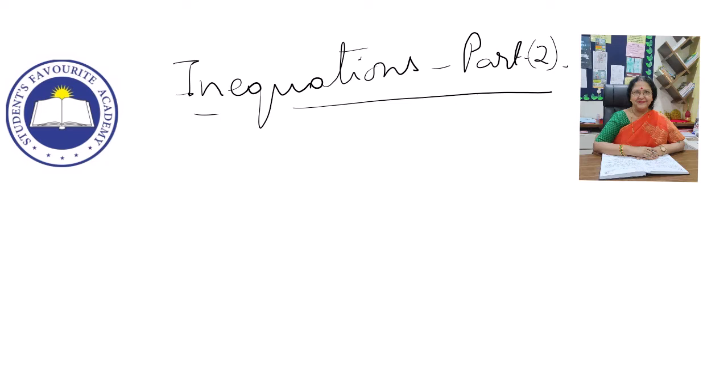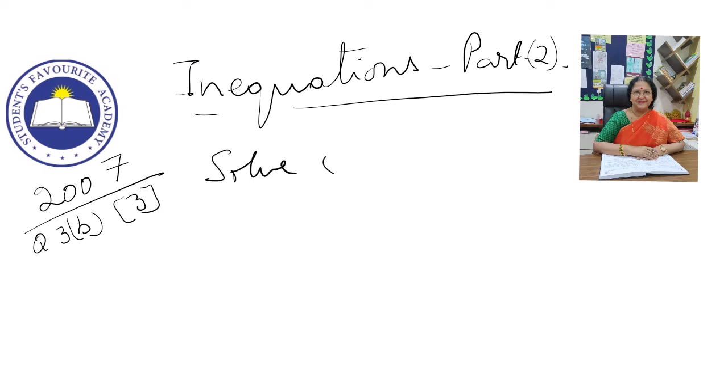This is your board question, 2007. In the boards, this comes in section A. This was question 3B in 2007. That means in section A it has come and it has 3 marks. So this is question 3B, 3 marks. So it is in the compulsory section. Solve the inequation and graph the solution on the number line.